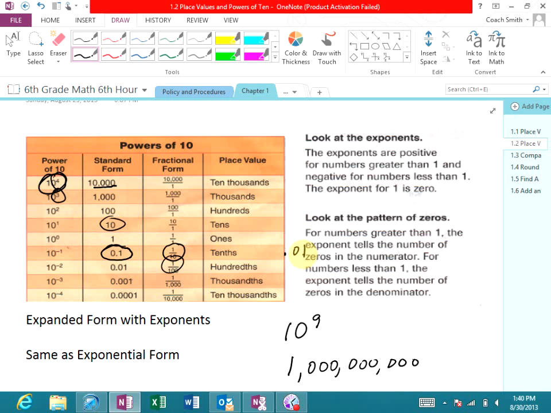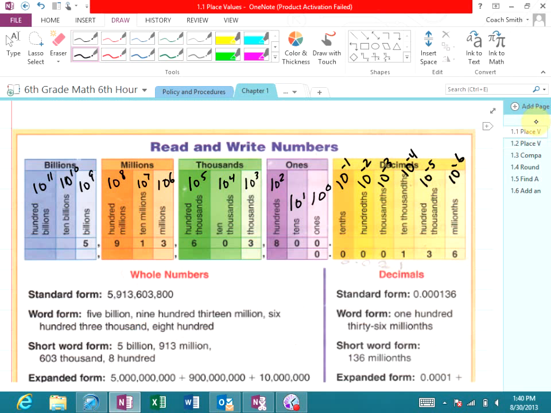But why do I not have a 0? My question is this. When I had 10 to the first, I've got a 0, right? When I had 10 to the second, I have 2 zeros. But when I get down here, 10 to the negative first doesn't have a 0. Okay? And here's why. Go back to the other day's lessons.